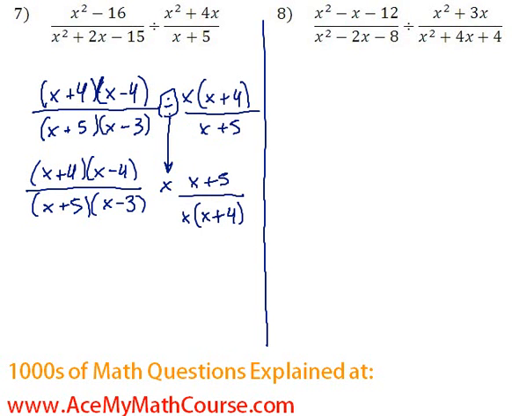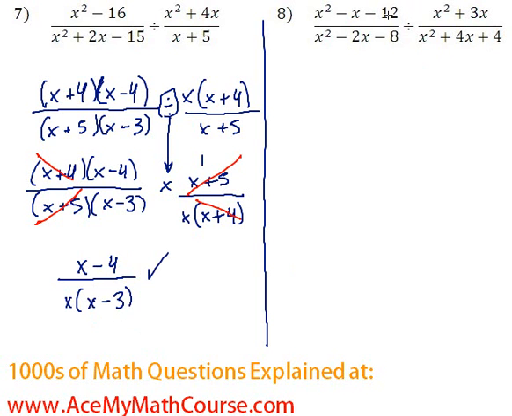Great. Now I can start simplifying things, because we're just multiplying top, top, bottom, bottom. So x plus 4 up top, x plus 4 down at the bottom, they cancel out. And x plus 5 over x plus 5 cancel out also. So we're left with a 1 over here. So x minus 4 times 1 is just x minus 4. And x minus 3 times x, I'll just leave it as x times x minus 3. There's no need to expand. Just leave it like that.